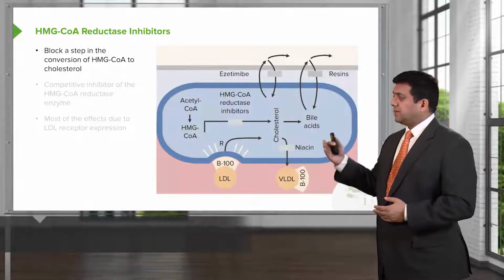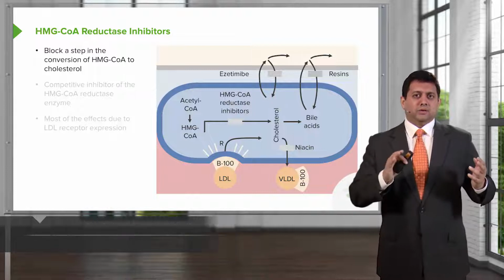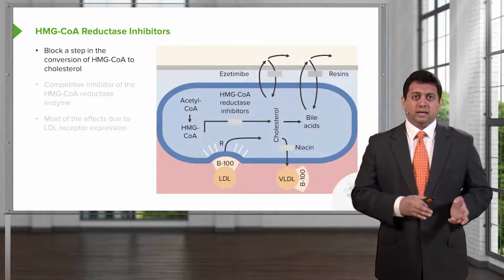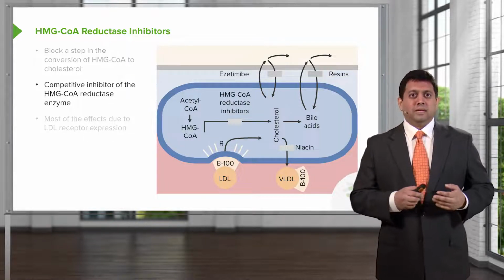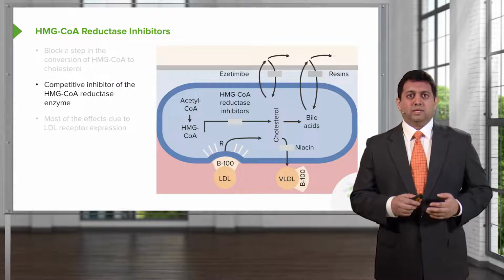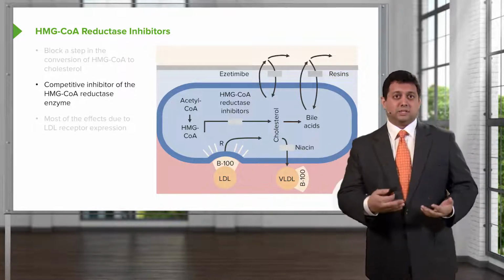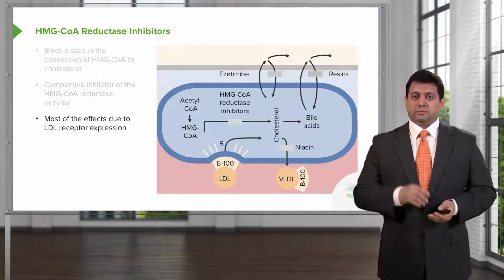Let's move to the HMG CoA reductase. Now, HMG CoA reductase blocks a step in the conversion of HMG CoA to cholesterol. So competitive inhibition of the HMG CoA reductase enzyme is how we get the name statins, because it stops this enzyme. Now, most of the effects are due to LDL receptor expression.